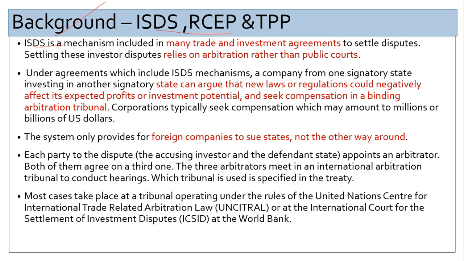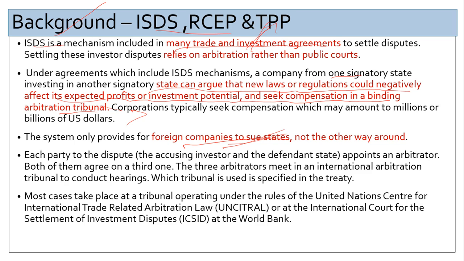See, it is an agreement where a company from one signatory state investing in another signatory state can argue that new laws or regulation could negatively affect its expected profit or investment potential, and could seek compensation in a binding arbitration tribunal. Fine. So that's it. In a crux format, it means the foreign company can sue a nation for its discriminatory policy. You just remember it in this way. And it is a mechanism which is involved in many trade and investment agreements. For instance, if you take TPP, Trans-Pacific Partnership, this ISDS is a mechanism of this TPP. And many bilateral investment treaties between nations include this.